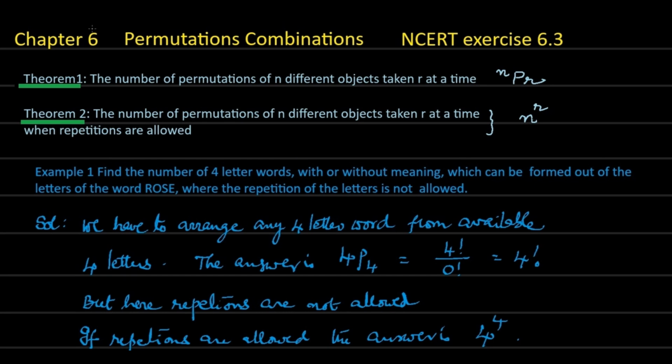Suppose repetitions are allowed, every box can be filled with all n things. So it will be n times n times n, up to r times, n power r. Now let's go to example 1.